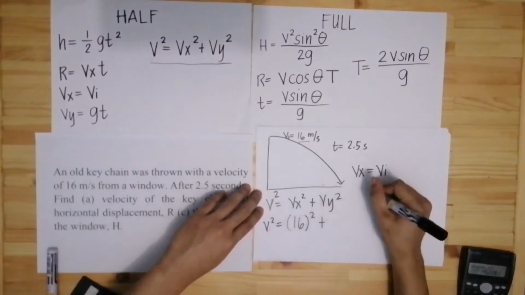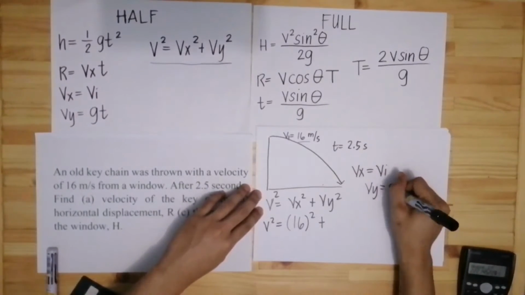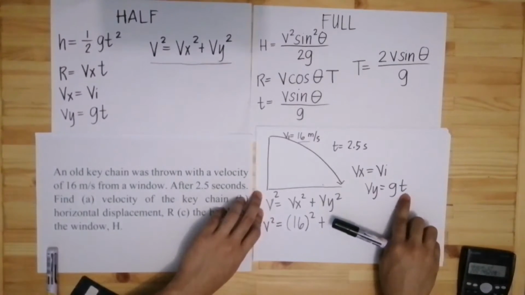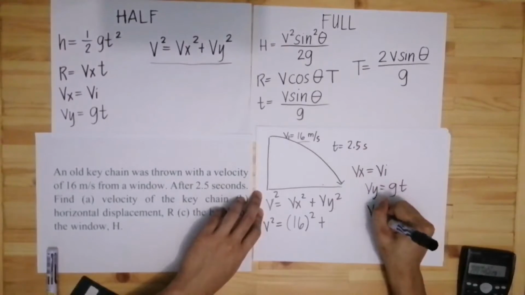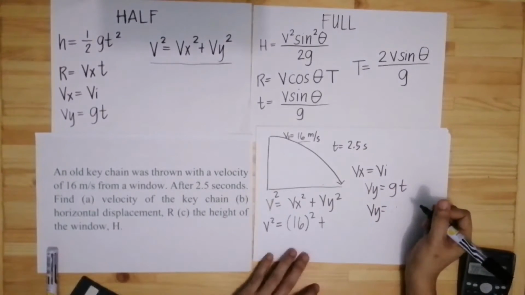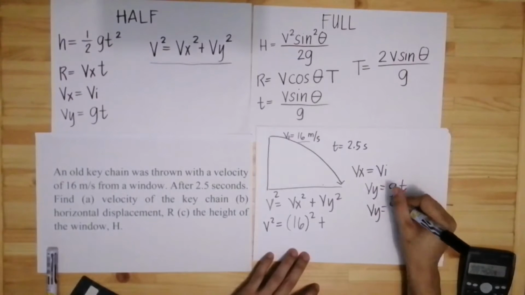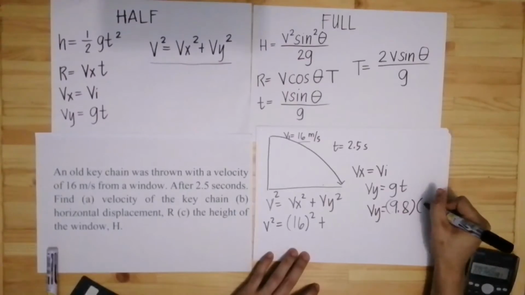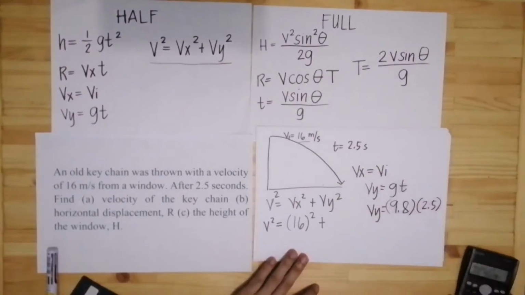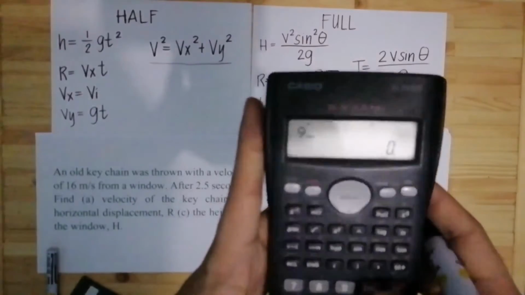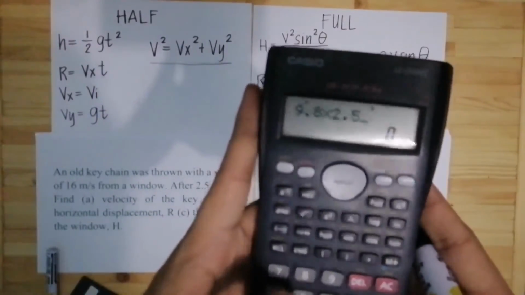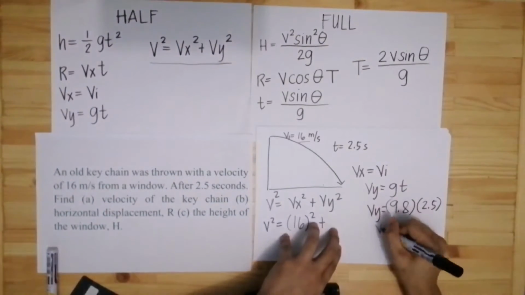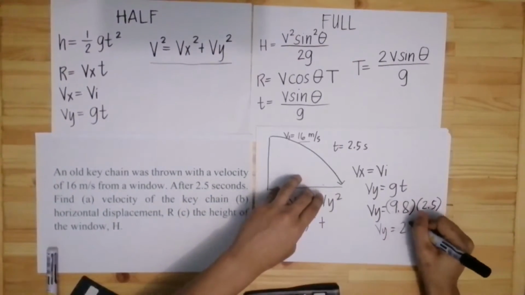So, Vy is equal to Gt. Since meron naman tayong G, 9.8, meron tayong time which is 2.5, pwede natin makuha yung Vy. So the Vy is equal to 9.8 times the time which is 2.5. So multiply lang natin yan, 9.8 times 2.5. That is 24.5. So Vy is 24.5.